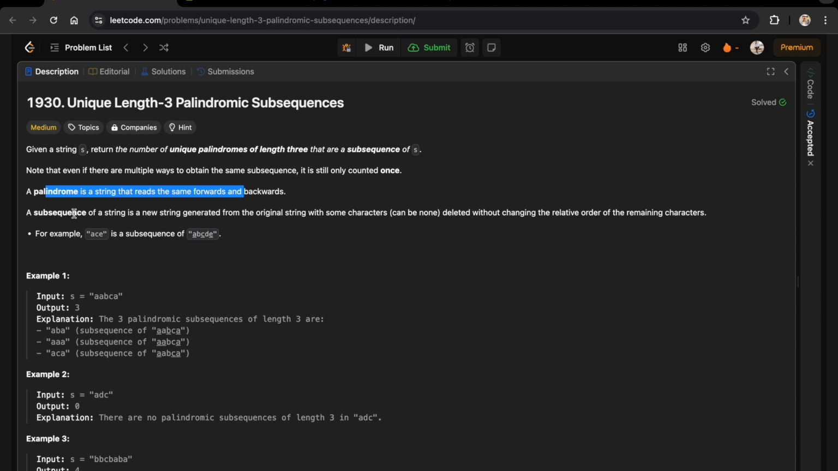And a subsequence of a string is a new string generated from the original string with some characters deleted without changing the relative order of the remaining characters. So subsequence means, if we have a string A, B, C, D, E, then ACE is a subsequence of that. Now we have to find the total number of unique palindromes of length 3.